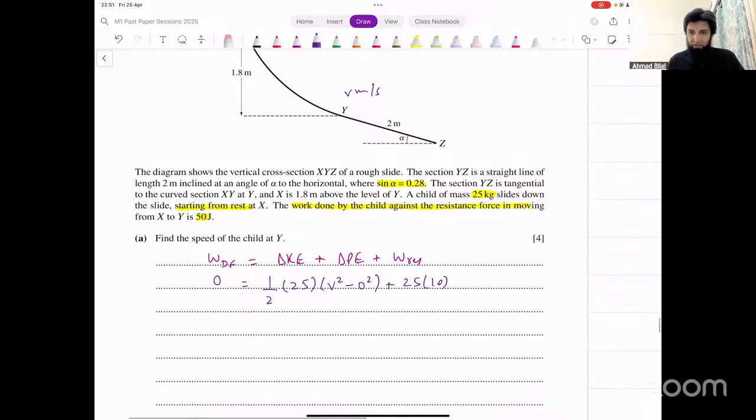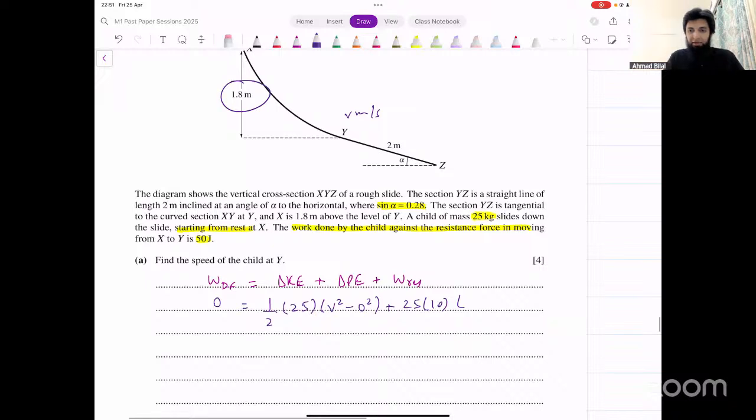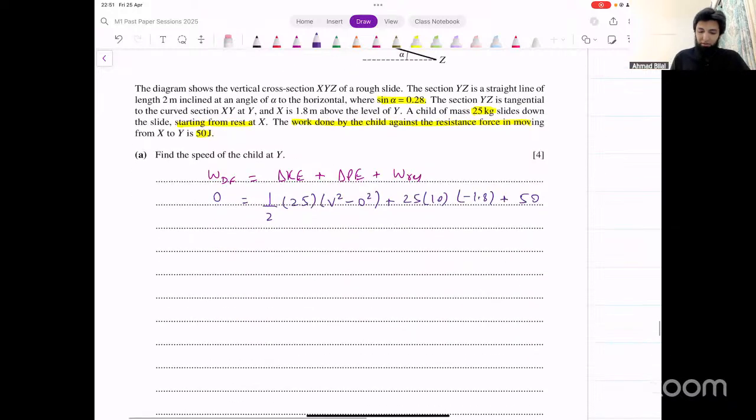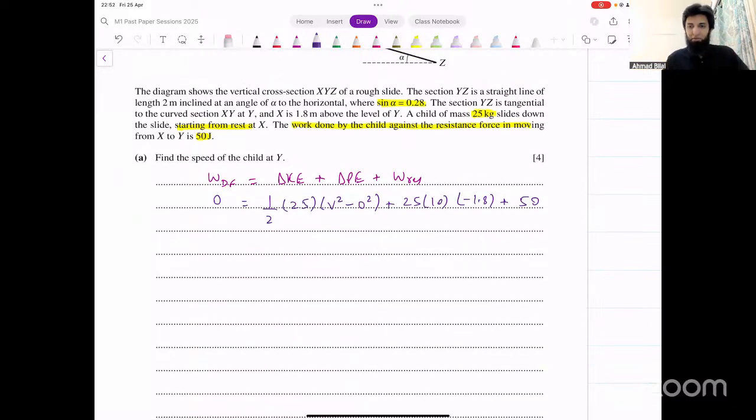25 into 10. Now this value, change in height, will be negative, because potential energy is decreasing. So the change in potential energy is supposed to be negative. So we will consider this a negative change in height. That's negative 1.8. Work done against resistance, that's 50 joules. And that will give you the value for v. What do we get from this? 4 under root 2, and that's it. That's your final answer. You can write this in decimals or just leave it like this, and that will be okay.